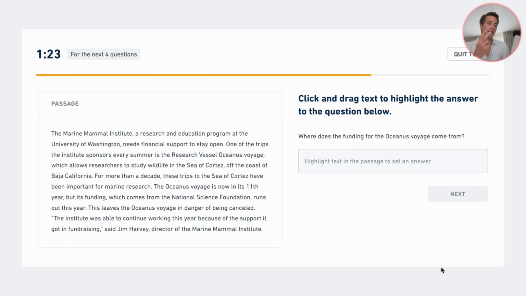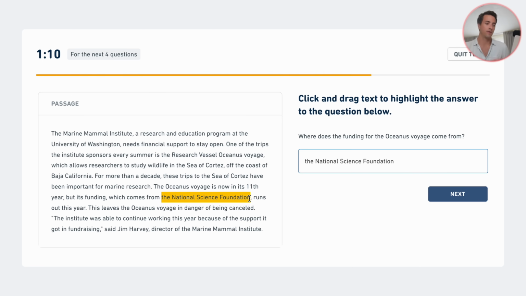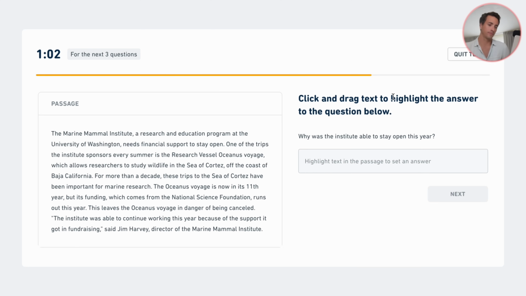All right, next we have a Highlight the Answer question. So where does the funding for the Oceanus Voyage come from? The National Science Foundation. Okay. With this, you just want to highlight what you need to answer the question, no more and no less. Why was the Institute able to stay open this year? Because of the support it got in fundraising.